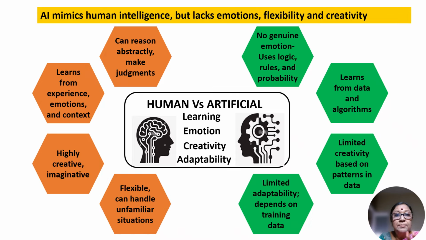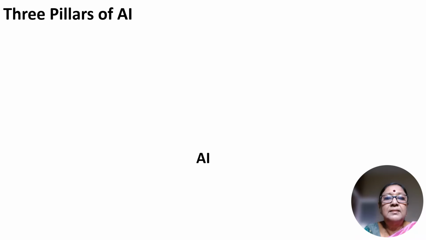So this is the basic difference between human intelligence and artificial intelligence. AI does mimic human intelligence, but what does it lack? It lacks emotion, it lacks flexibility, and it lacks creativity. Okay. Now let's look at three important pillars of AI.